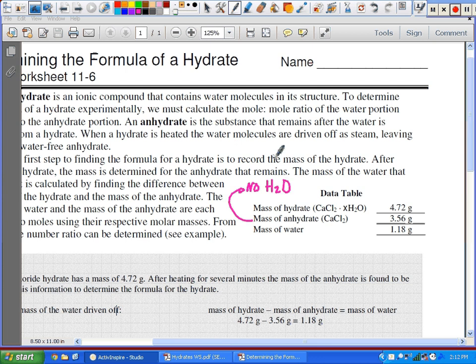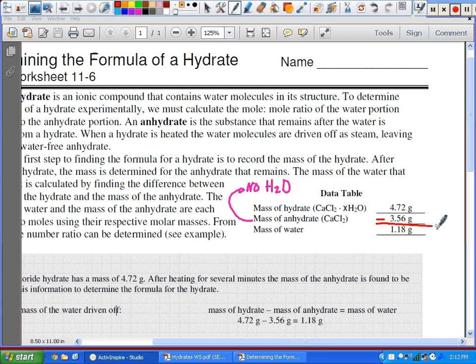So minus, and it's going to give you that value. So we started with 4.72 grams. We heated it up. We had 3.65 grams left, which means of the original 4.72, 1.18 was water.